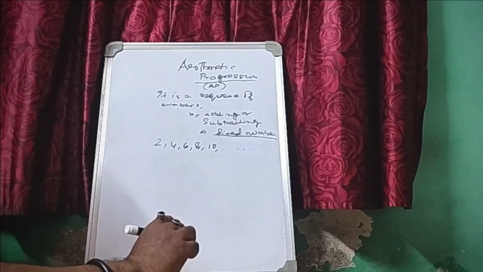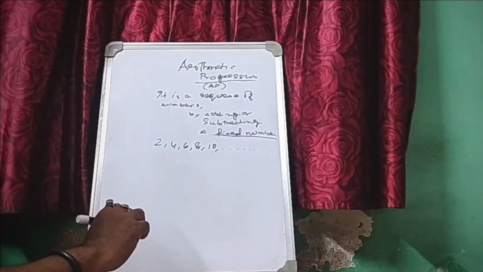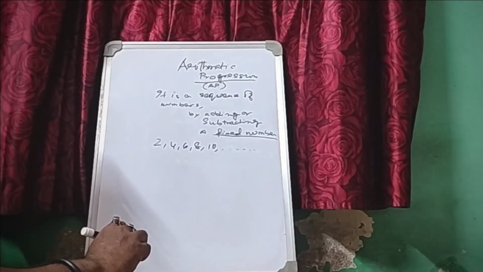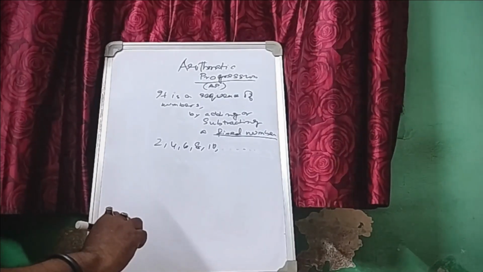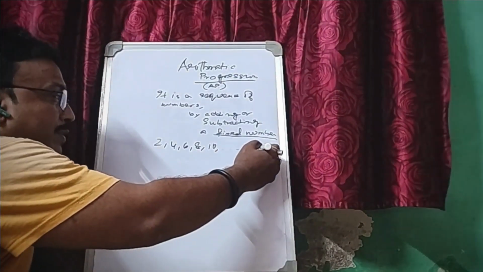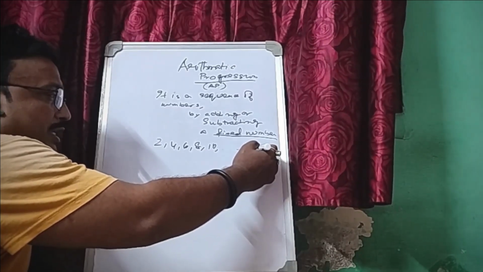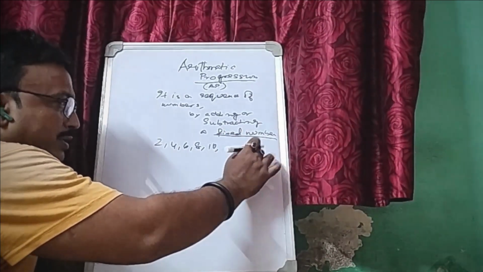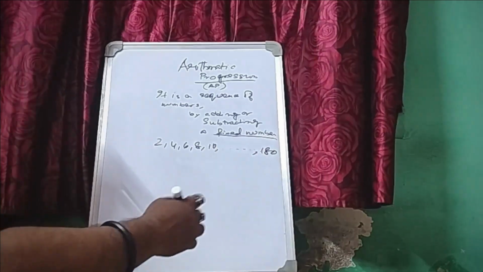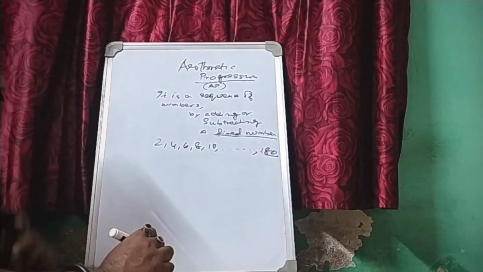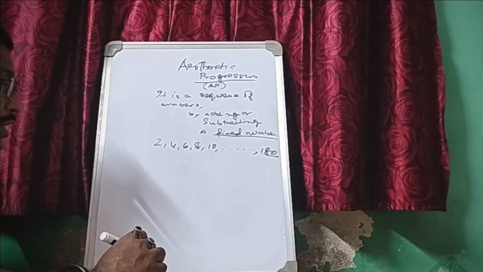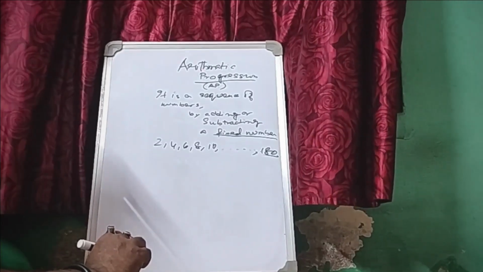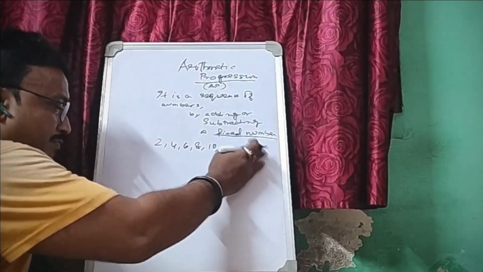Two types of arithmetic progression. Number one, finite arithmetic progression. That means it will end after a certain number of terms. Suppose 180 is the last number, so it's a finite arithmetic progression. Another is infinite arithmetic progression. That means there will be no mention of your last numbers.